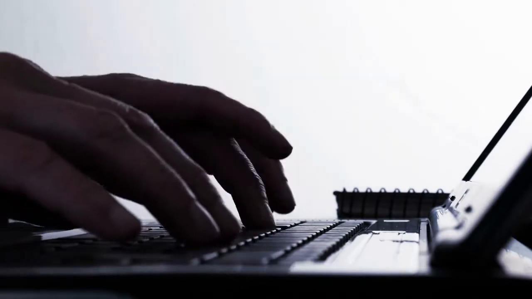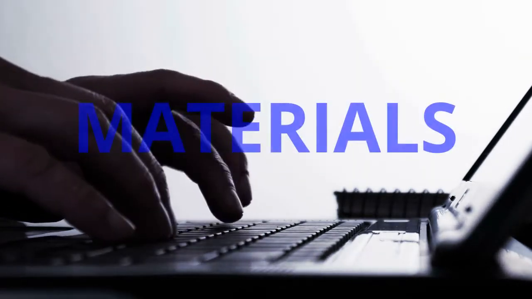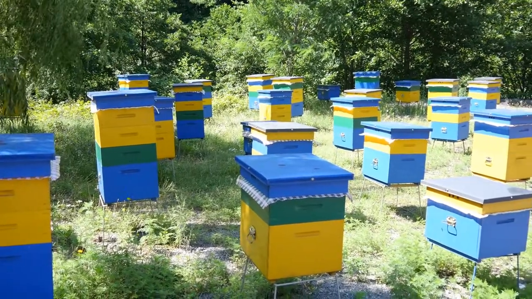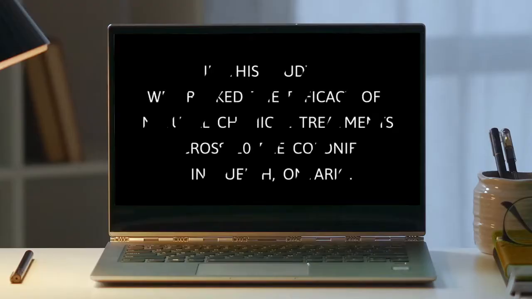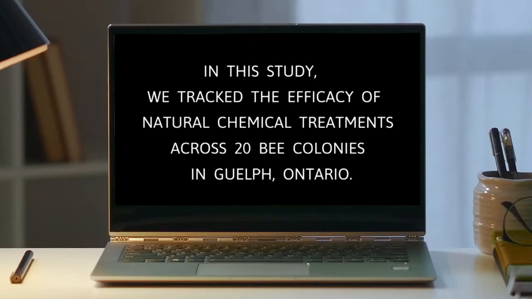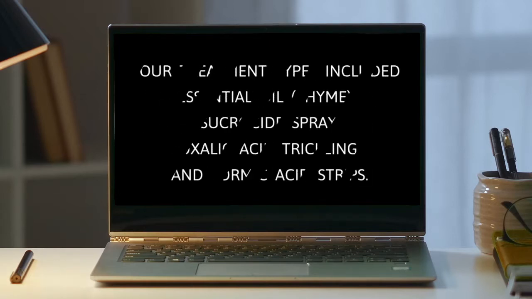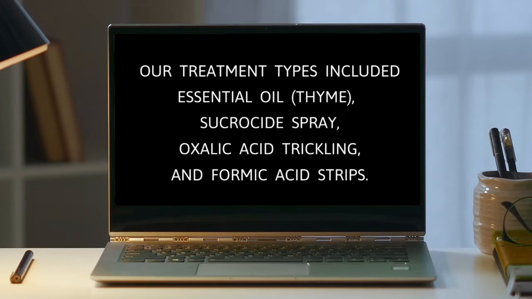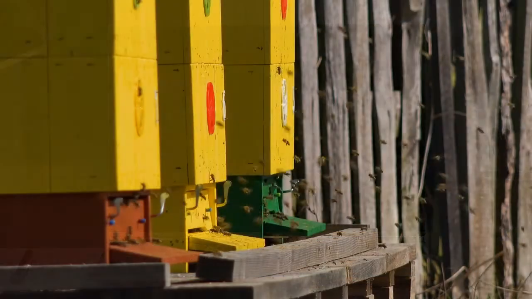In the methods section, the writer starts by describing their materials, both the equipment that they used and the bee colonies that they examined. They write, "In this study, we tracked the efficacy of natural chemical treatments across 20 bee colonies in Guelph, Ontario. Our treatment types include essential oil, thyme, sucroside spray, oxalic acid trickling, and formic acid strips."